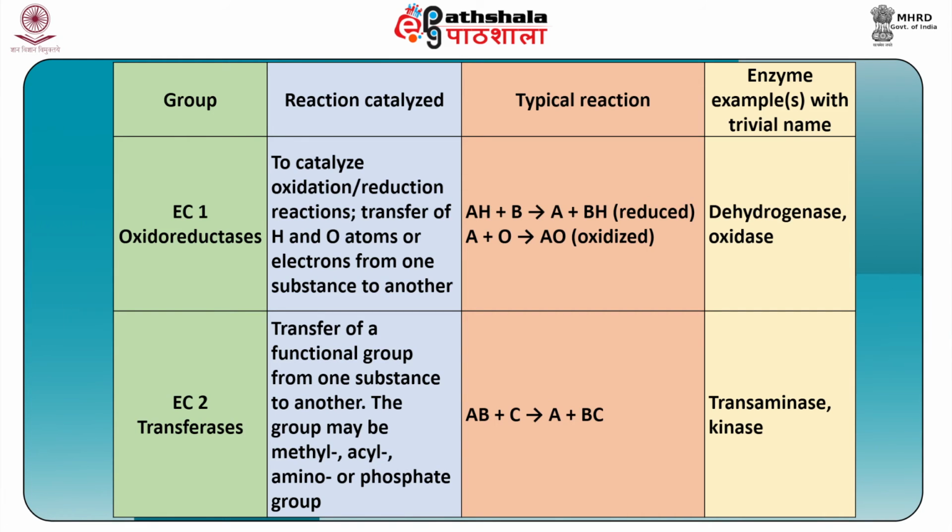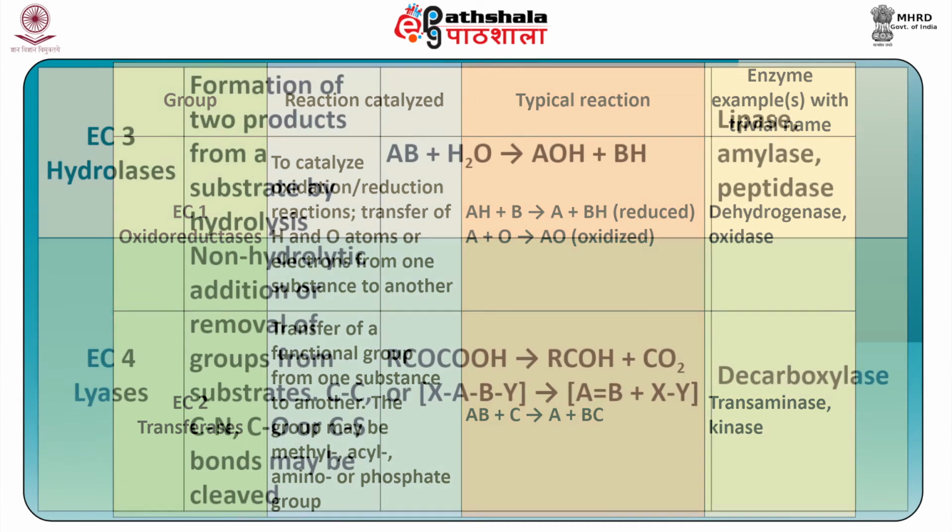The EC 2 are the transferases, where a functional group is transferred from one substance to the other. This group could be a methyl group, acyl group, amino group, or a phosphate group. So this is the reaction which can be shown for this. AB plus C gives you A plus BC. So there is a transfer of the B group from AB to C. So examples of transferases are transaminase or kinase.